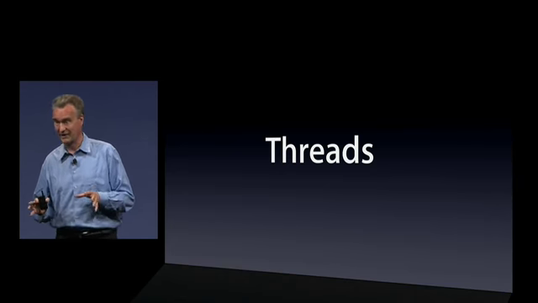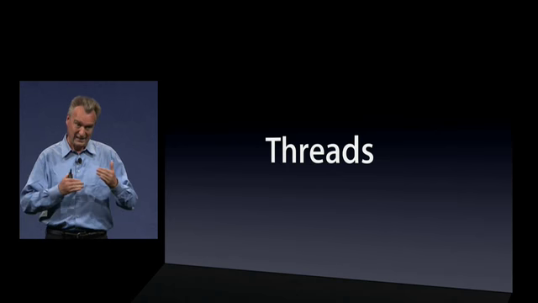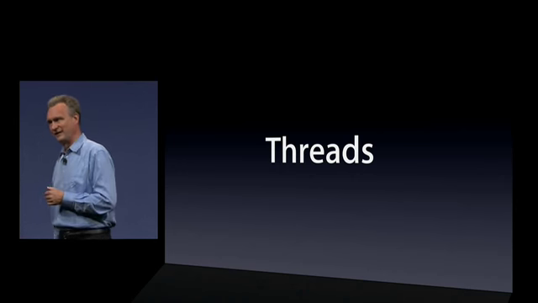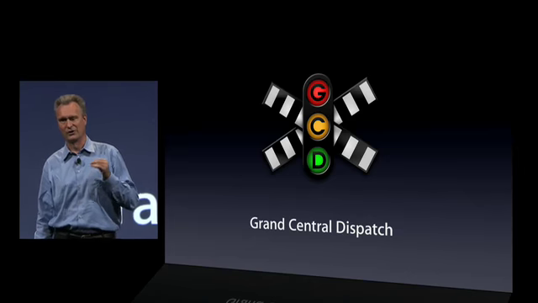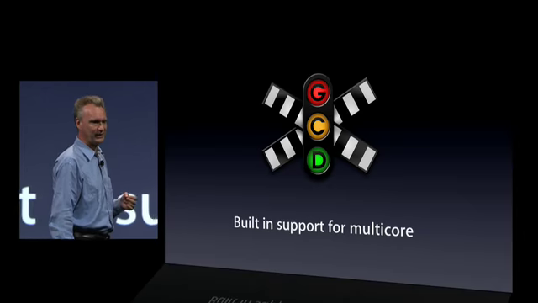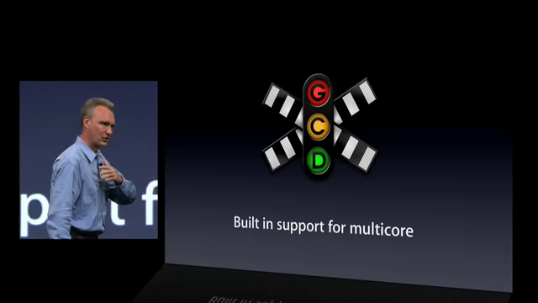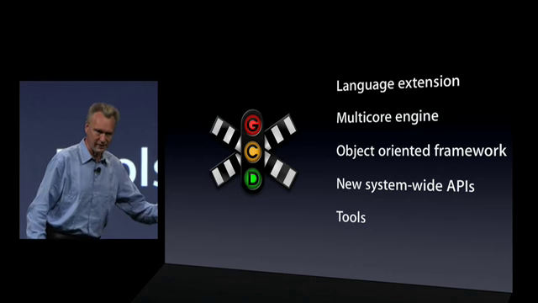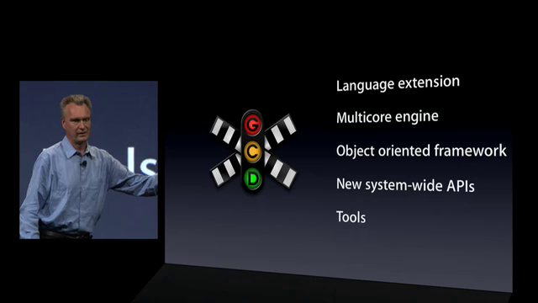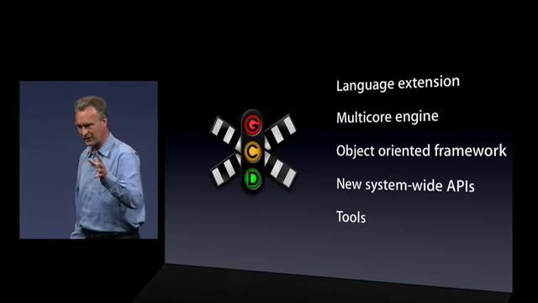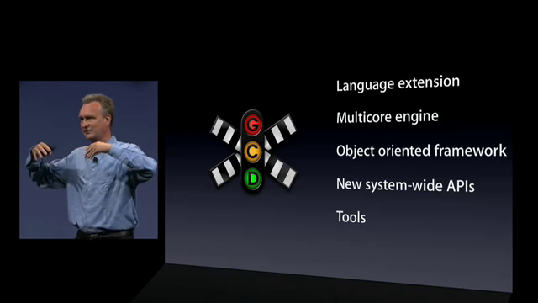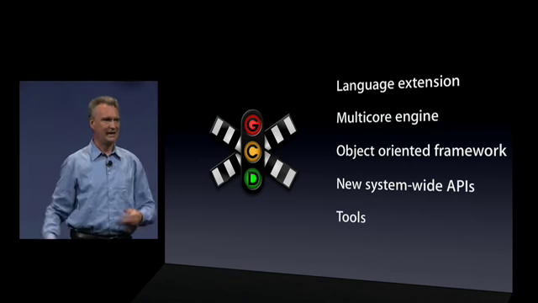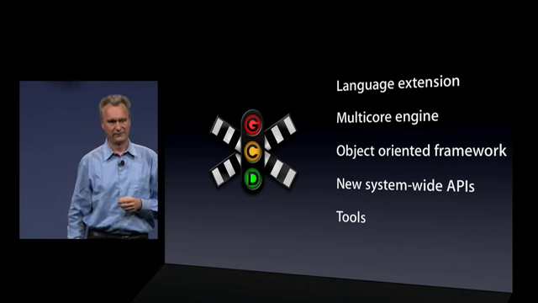But it's really, really hard. And it's also fairly inefficient because you never have quite the right granularity. So we have a solution for this, a new methodology that we called Grand Central Dispatch. It's built-in support for multi-core across all of Snow Leopard. It's very, very comprehensive. All the way from a language extension, low-level libraries that are super efficient, high-level libraries to make it really easy to program, integration with all the system APIs, and tools to tune your program.